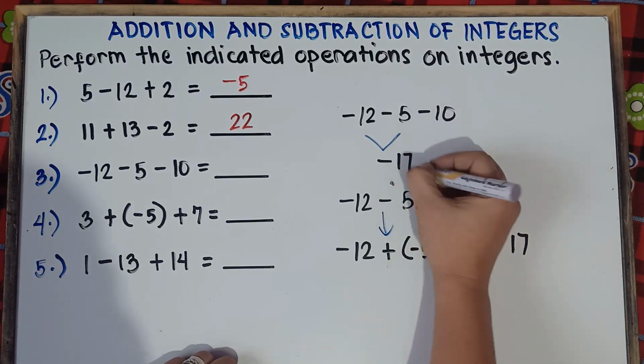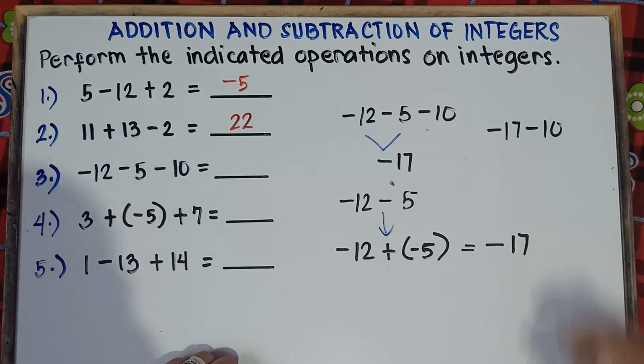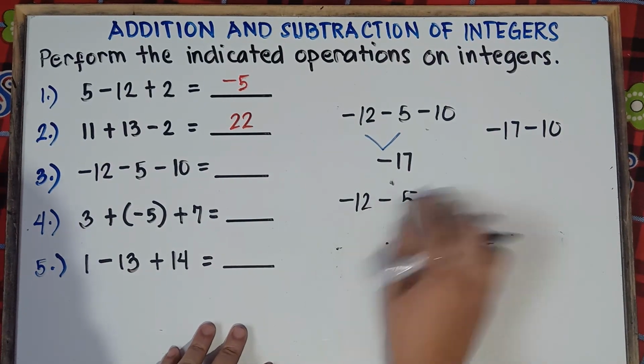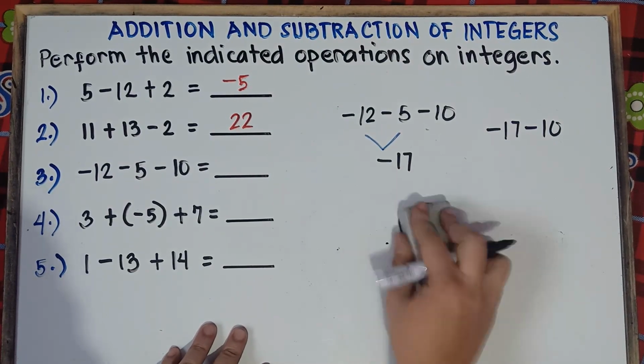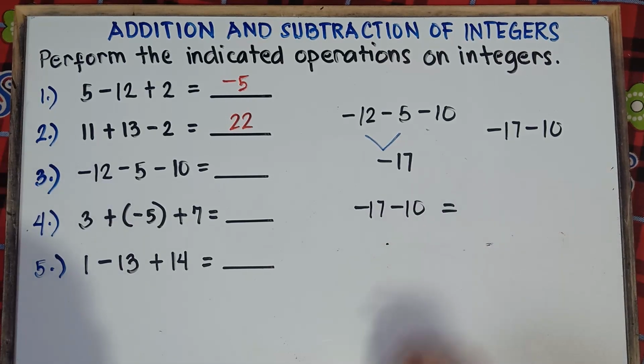Alright, and then negative 17 minus 10. Let me just erase this one. Once again, negative 12 minus 5, the answer is negative 17. And then negative 17 minus 10.